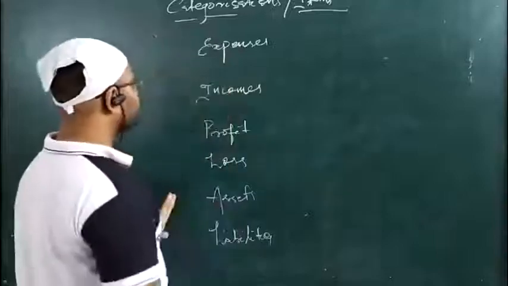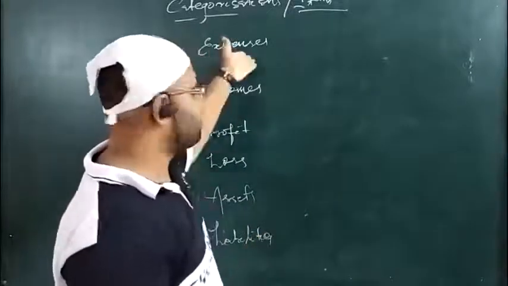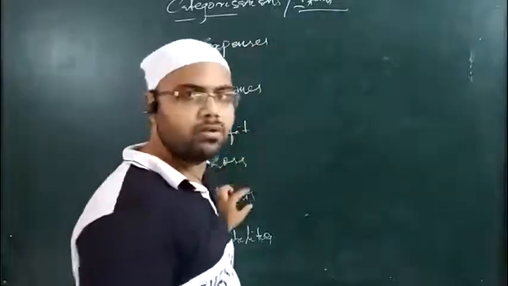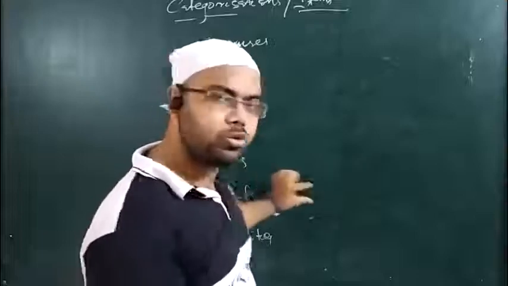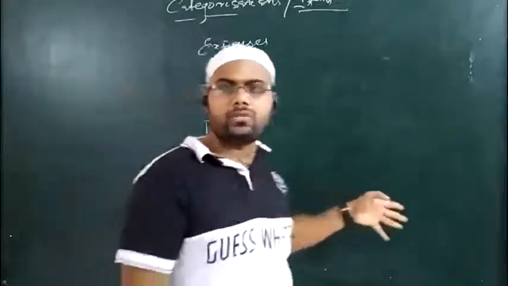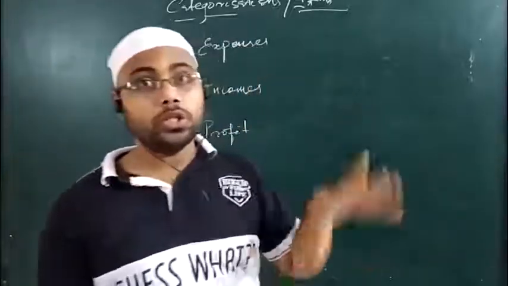Now I will not tell what balances, you know very well: expenses show debit balance, income shows credit balance, profit shows credit balance, loss shows debit balance, assets show debit balance, liabilities show credit balance. You know all these things well. We have studied the traditional rule or modern rule of accounting. Now I am not telling you the rules.